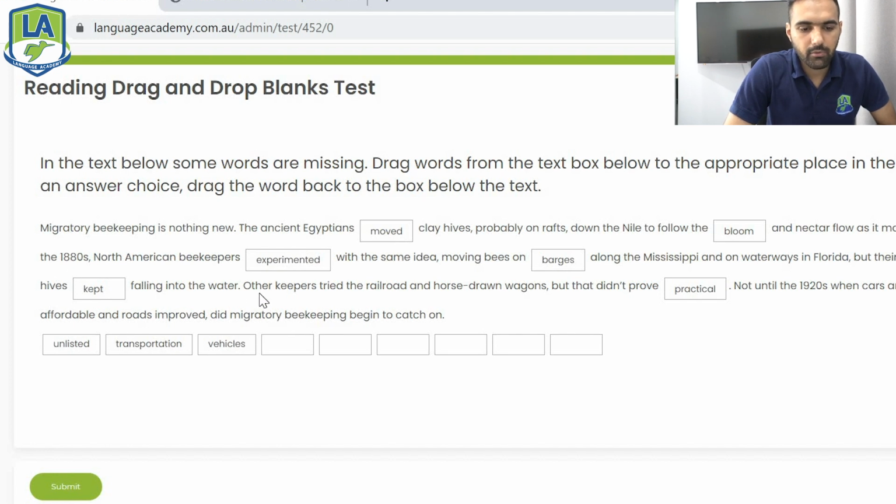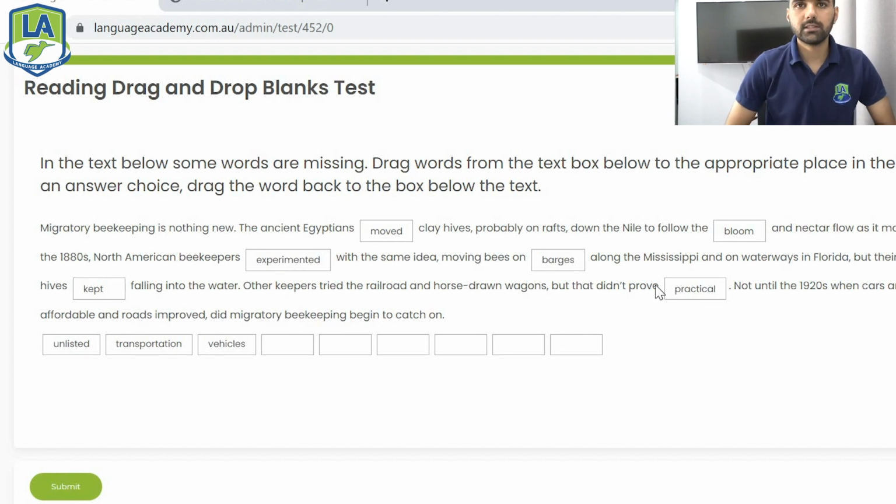Wooden hives kept falling into the water, but their lighter wooden hives kept falling into the water again and again. Other keepers tried the railroad and horse-drawn wagons, but it didn't prove practical, which means they tried another way. First of all, the North American beekeepers tried this, but it wasn't successful because their mode of transport kept falling into the river again and again. And other keepers tried some other way and it didn't prove practical, meaning it didn't work out as well.